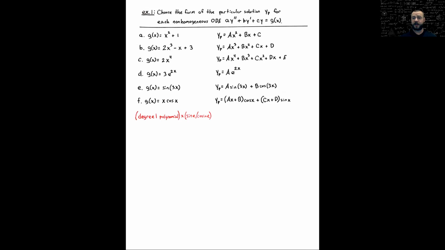All right, let's take a look at one that's a little more complicated. Part F, where g of x is x times cosine of x. Now, this one is a degree 1 polynomial, x, and then we're multiplying it by a sine or cosine function. So what we keep in mind is when we have a single sine or cosine, we need to include the other one as well. And since we are multiplying cosine by a degree 1 polynomial, our sine and cosine terms should be multiplied by general degree 1 polynomials. So here, our particular solution that we would try is ax plus b times cosine of x plus cx plus d times sine of x.